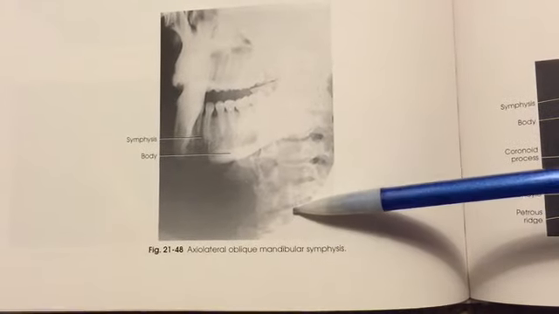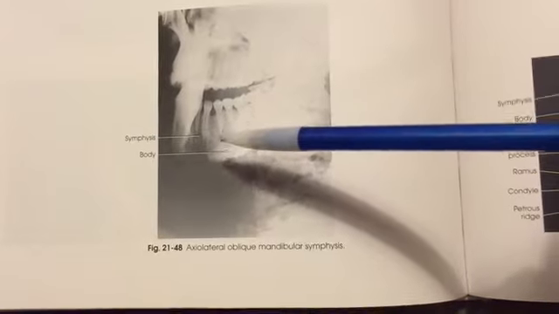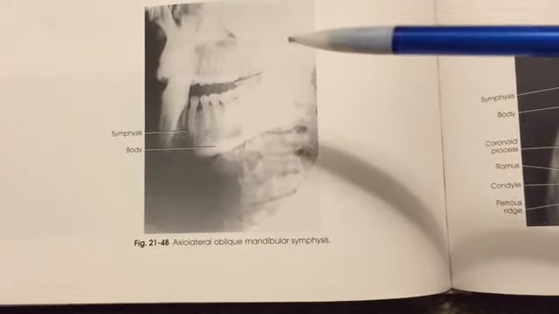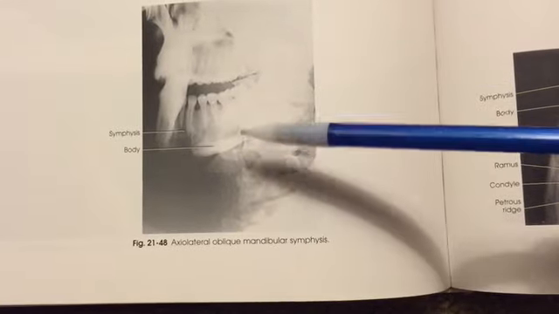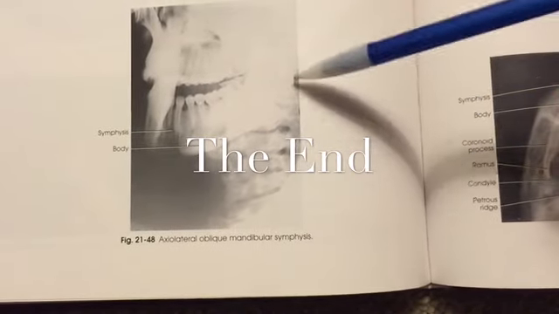Again, we're looking for no superimposition of the cervical spine and the symphysis. Also, we want to make sure there's no foreshortening or elongation, and no overlap of the opposite side of the mandible.